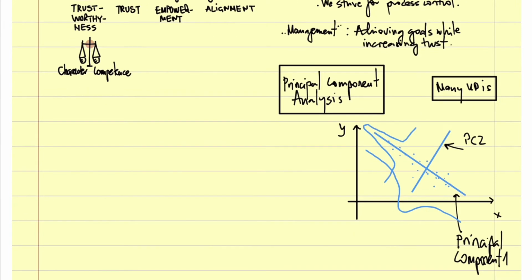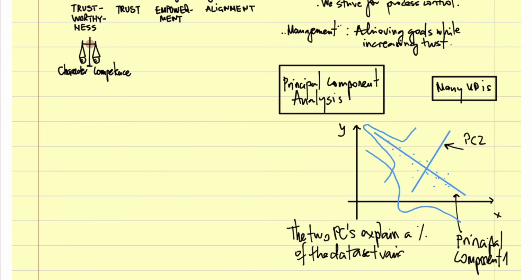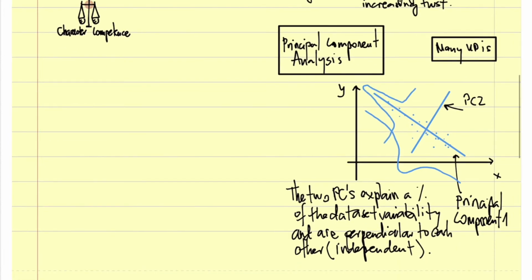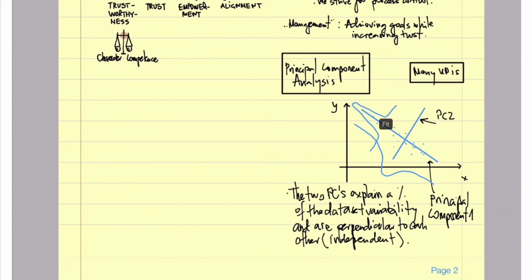Okay, so the two PCs, principal components, explain a certain percentage of the dataset variability and are perpendicular to each other, which means that they are independent from an algebraic perspective, and this is important later on for the management system description.